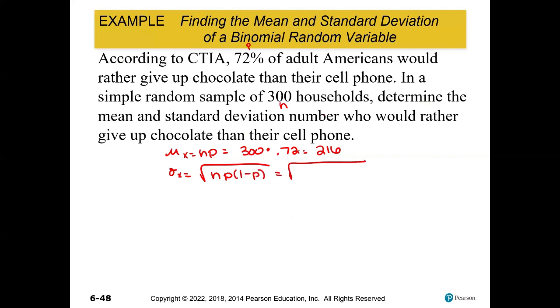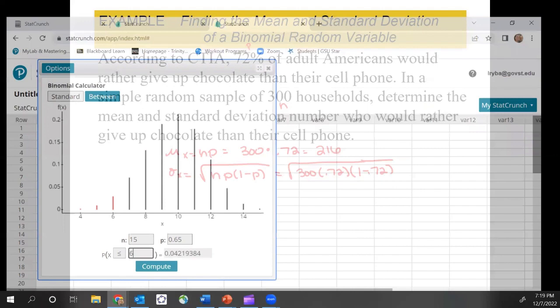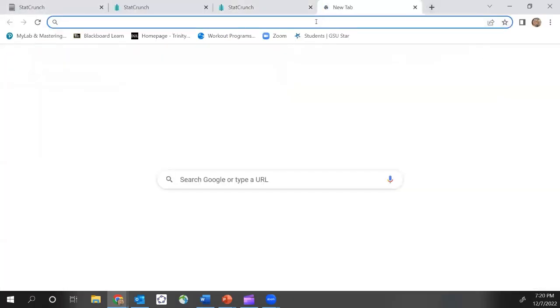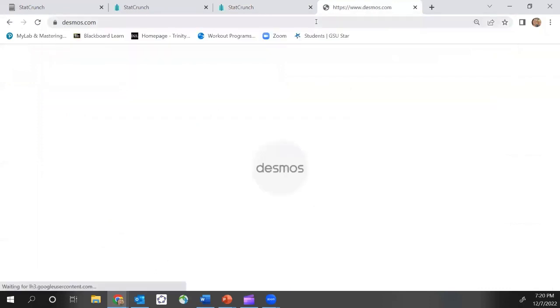The standard deviation is the square root of n times p times 1 minus p. So the square root of 300 times 0.72 times 1 minus 0.72. If you want to double check that you're entering those in a calculator correctly, I'll give you just a second here. Get my decimals open.